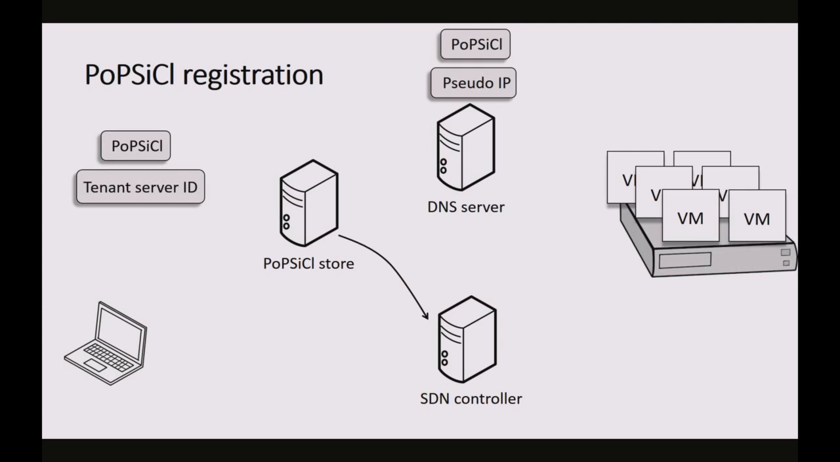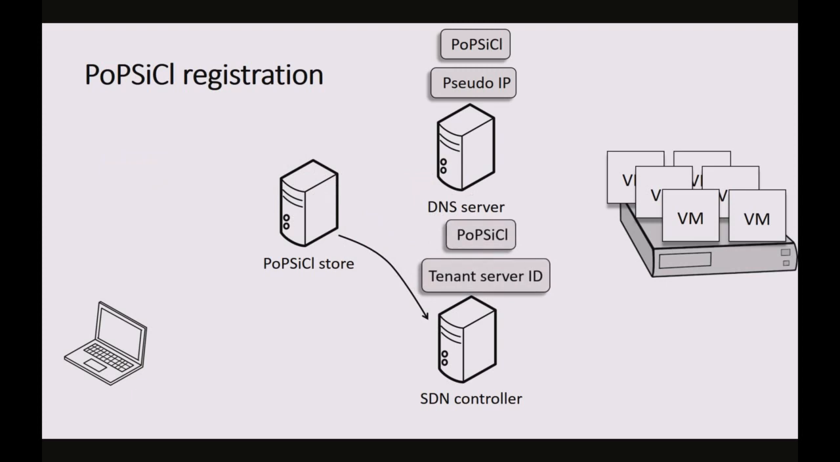Secondly, the popsicle store is going to create a mapping between the popsicle and the real identification of the tenant server that will be made accessible to the SDN controller, because when that SDN controller starts getting traffic for this popsicle, it needs to know where it really needs to go.